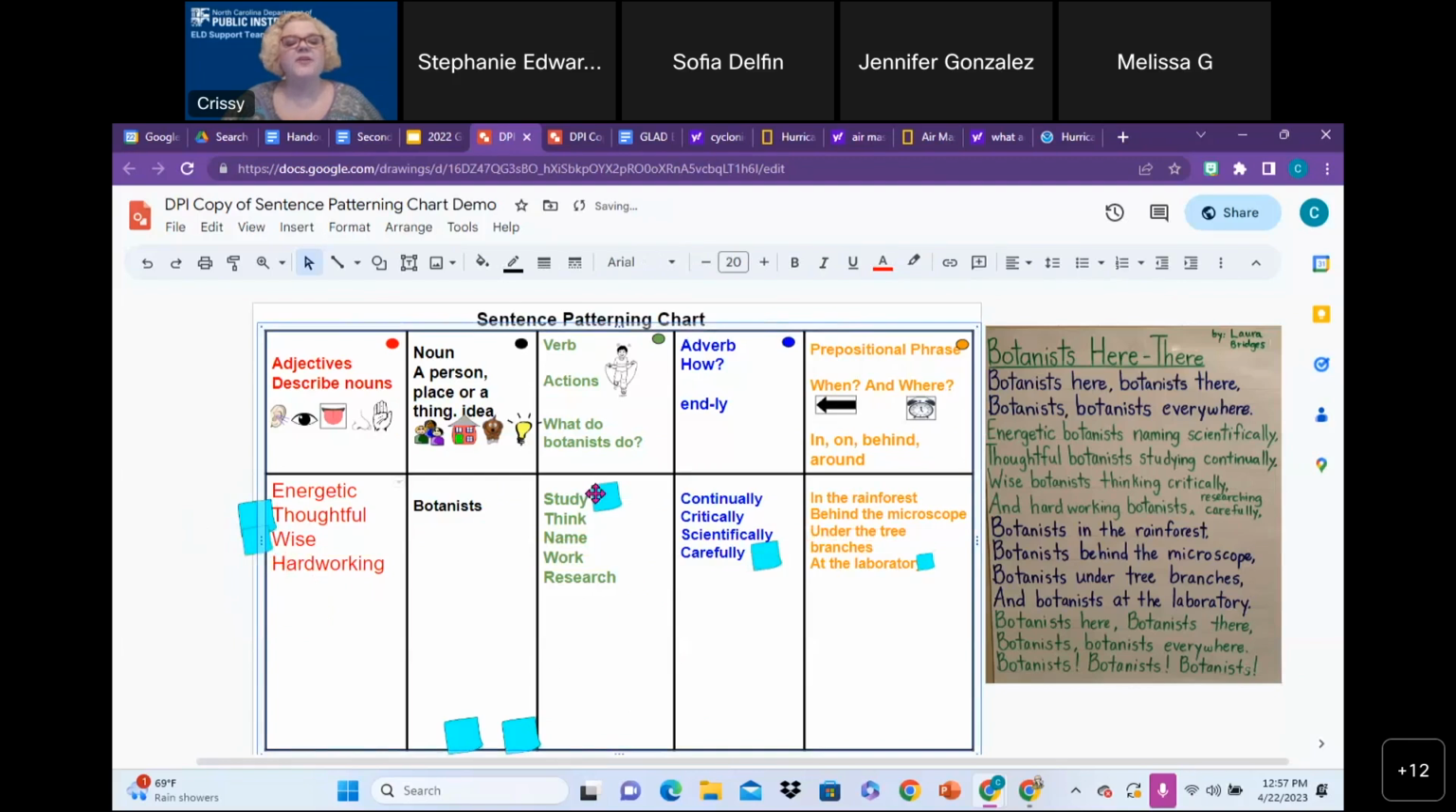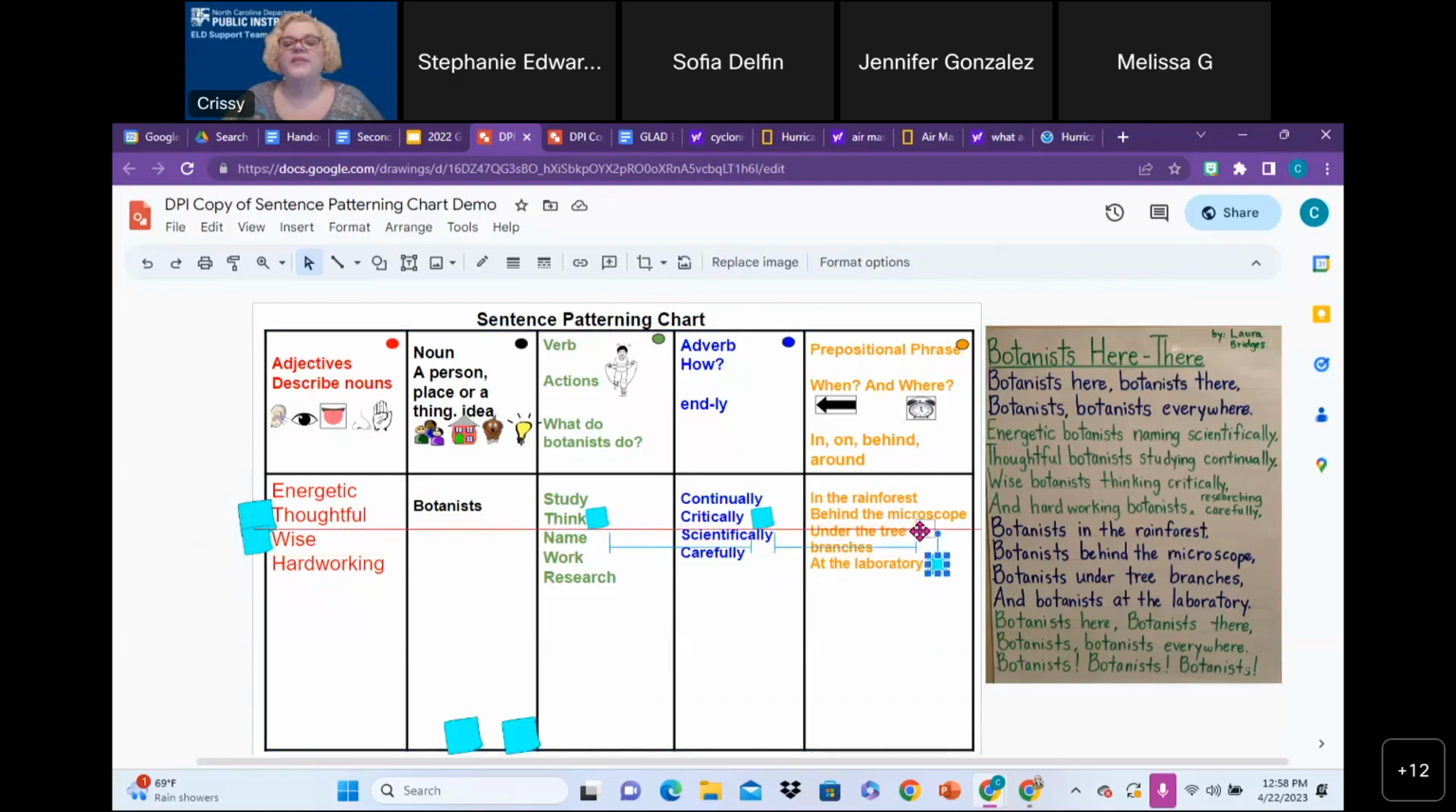Thoughtful and wise. Okay, and what verb would you like? Think. Think. Okay, and how about an adverb? What adverb? Critically. Critically, okay. And how about our prepositional phrase? Which one would you like to use? Under the tree. Under the tree, okay.